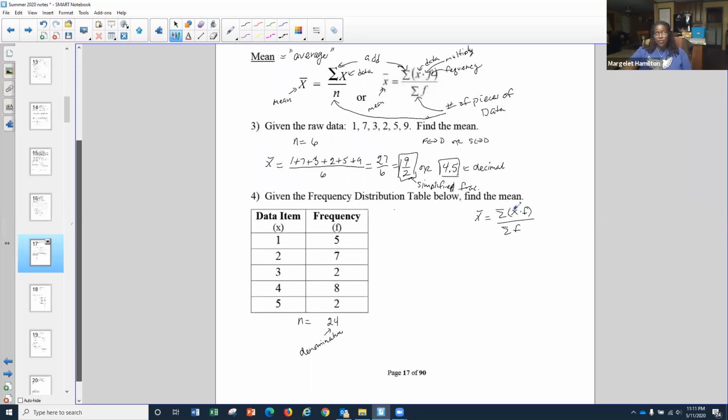Now, what we need to do is find the numerator. The numerator says that we need to multiply x times f and then take all those values and add them up. So we need to create a column here that's going to give us that. We need to multiply these two rows together so that we can find those values. So this is going to be our x times f column. I'm just going to draw some lines here.